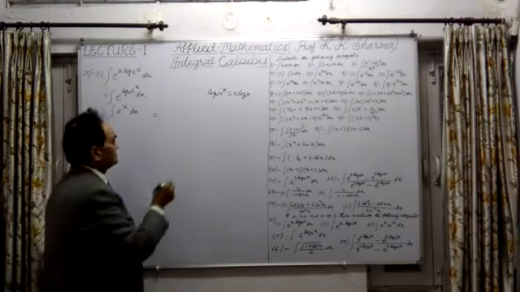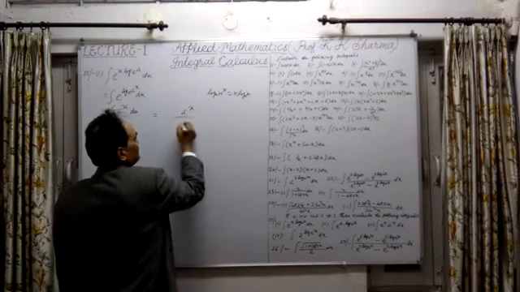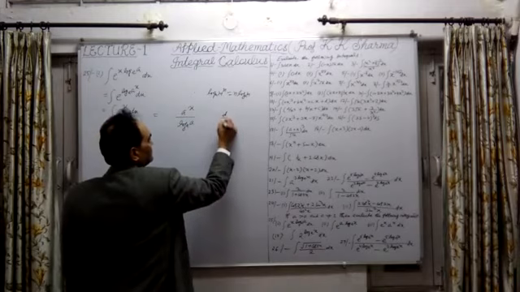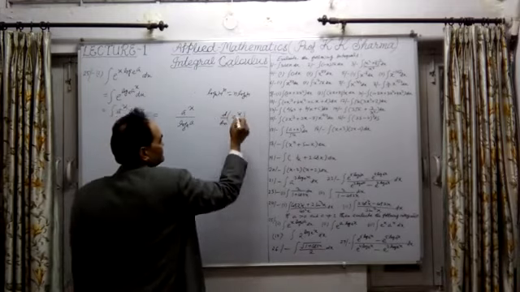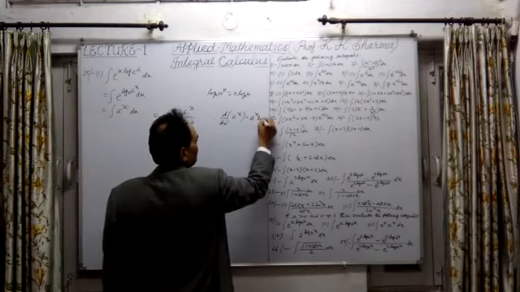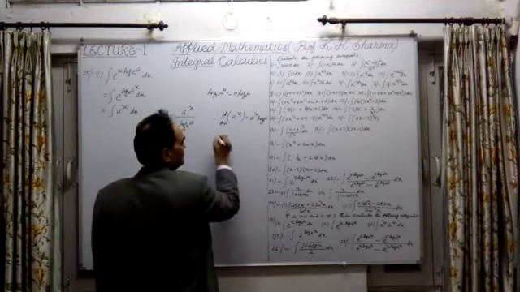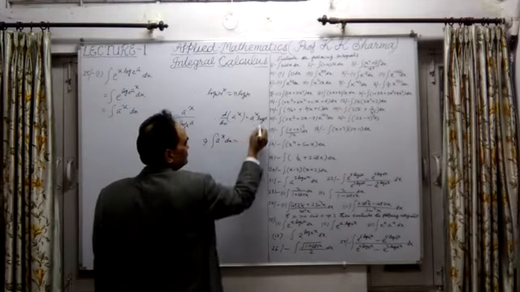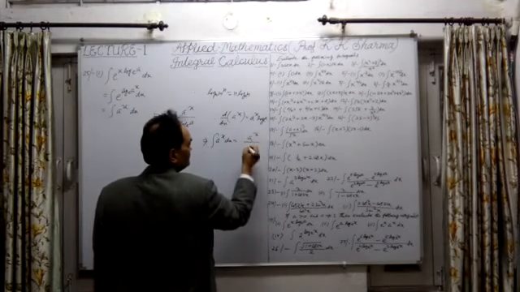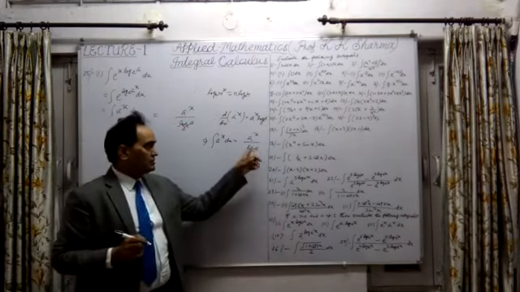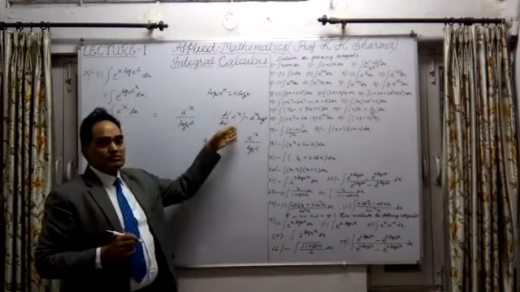Integration of a raised to the power x is a raised to the power x divided by log of a to the base e, since d/dx of a raised to the power x is equal to a raised to the power x into log of a to the base e. Therefore, integration of a raised to the power x dx is equal to a raised to the power x upon log of a to the base e. This log a is constant, so it will come in the denominator.